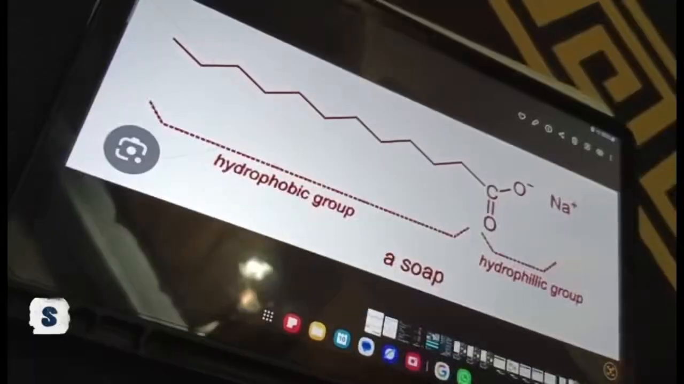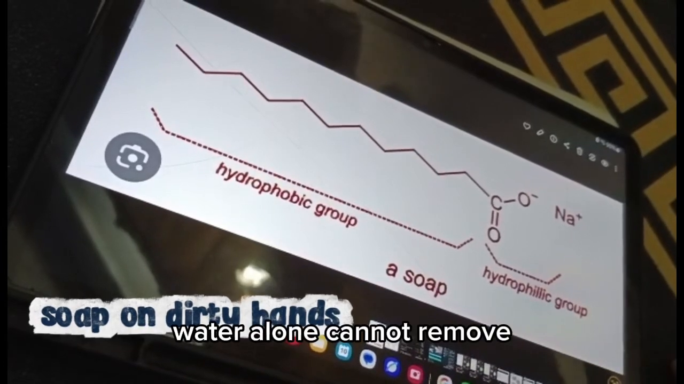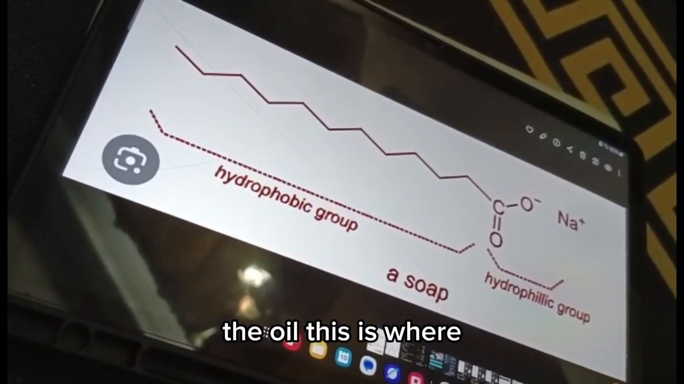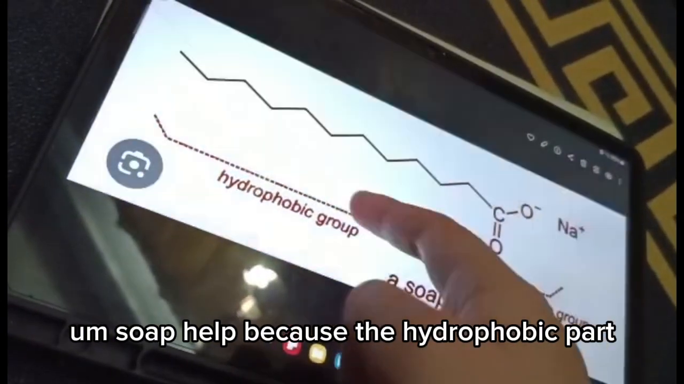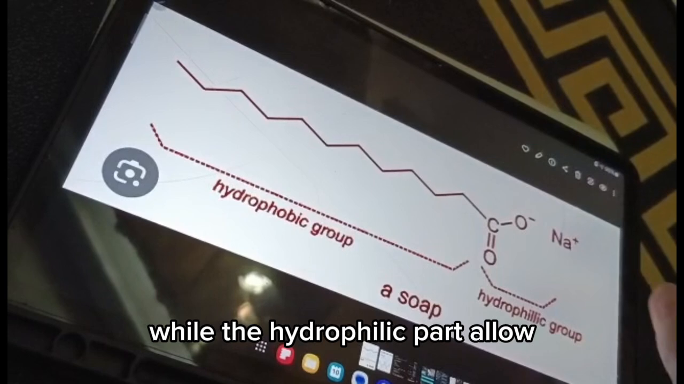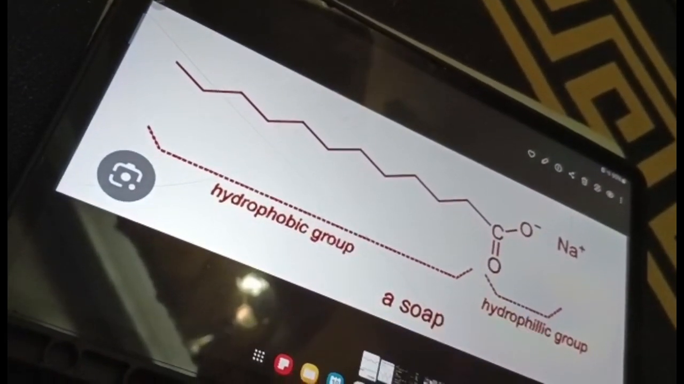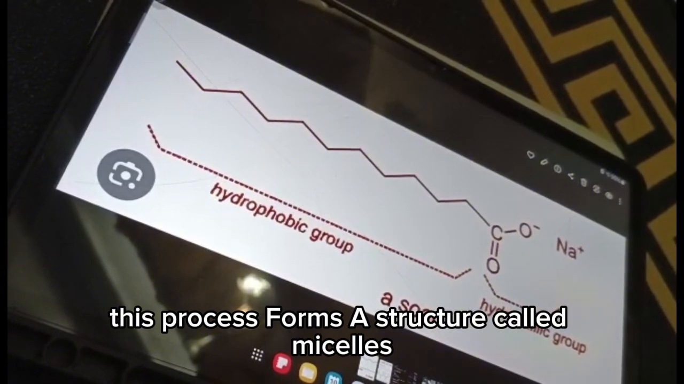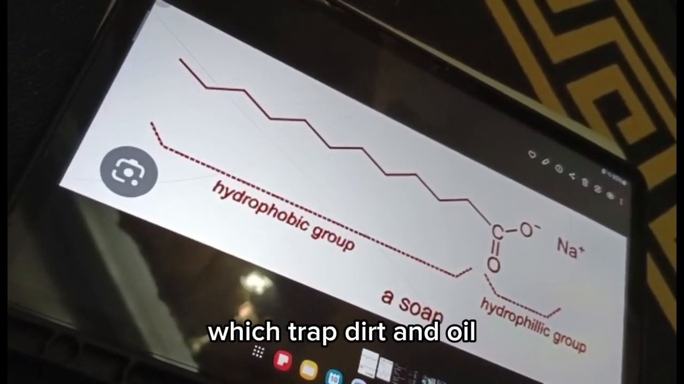When we wash our hands after eating oily food, water alone cannot remove the oil. This is where soap helps, because the hydrophobic part is going to stick to the oil while the hydrophilic part allows oil to be washed away with water. This process forms a structure called a micelle, which traps dirt and oil.